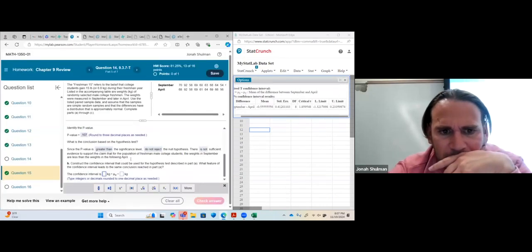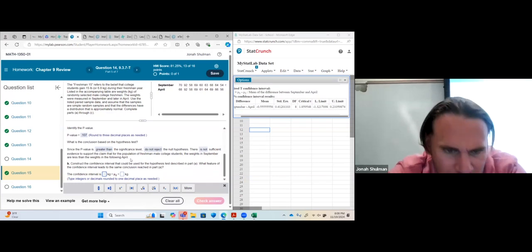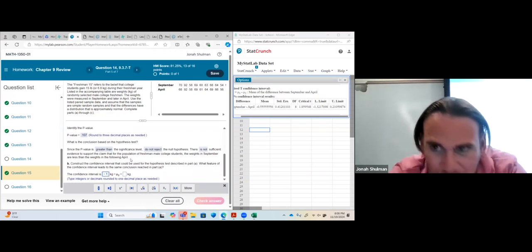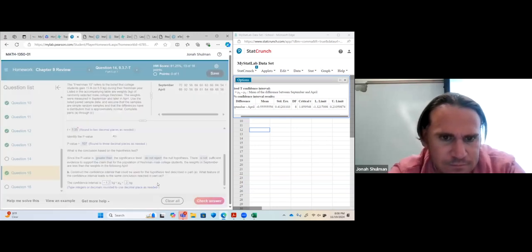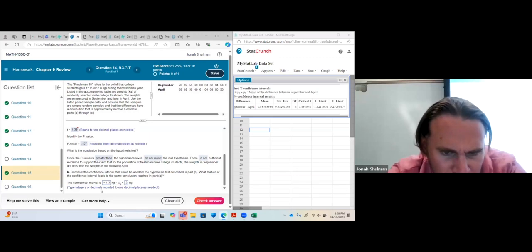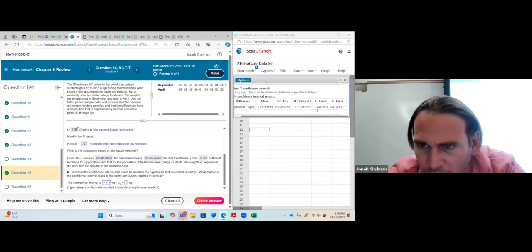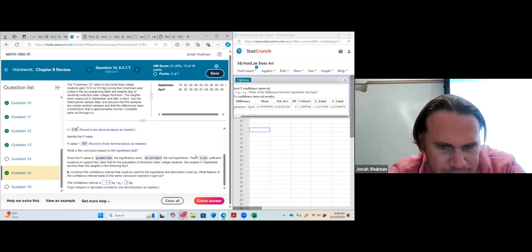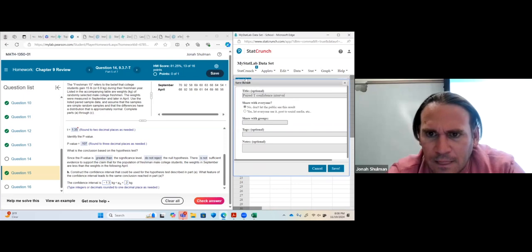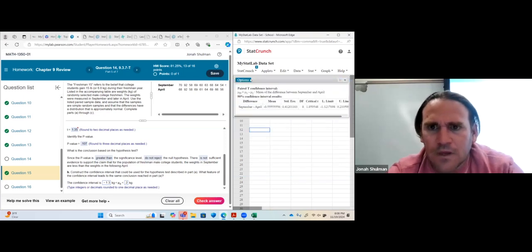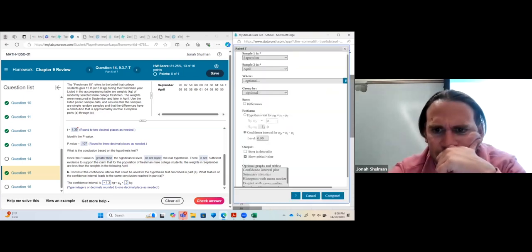So how many pounds are we talking about? We're talking from negative 1.3 pounds to a positive 0.2 pounds, to one decimal place. Negative 1.3 to 0.2. Options, edit, 90% confidence interval.